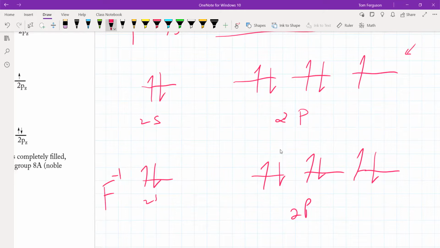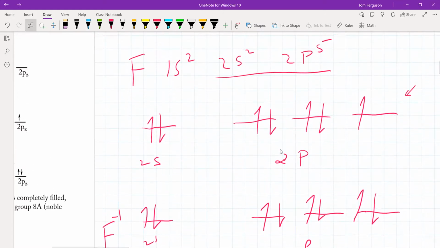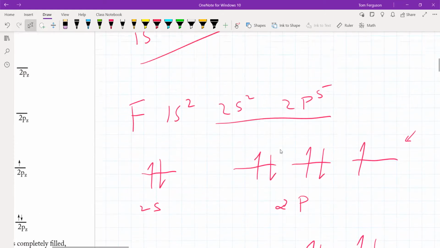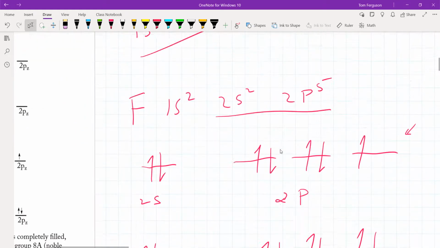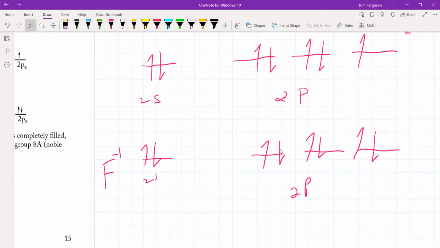So it's gaining an electron for the same reason sodium is losing an electron, to become a full shell, to mimic the electronic configuration of the noble gases. Noble gases are all full shell, core electrons only. So fluorine is the opposite of sodium. Sodium loses an electron to become full shell. Fluorine gains an electron to be full shell.